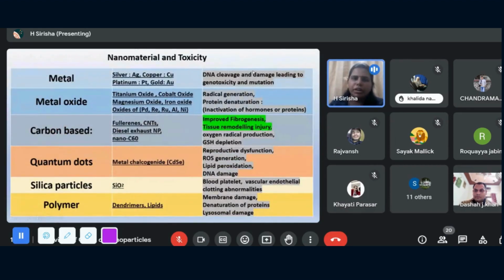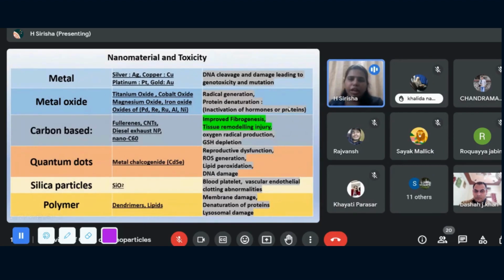Nanomaterial toxicity. In the case of metals, it can cause DNA cleavage leading to genotoxicity and mutations. In metal oxide, it causes radical generation and protein denaturation. Carbon-based materials can cause tissue remodeling and improve fibrogenesis.